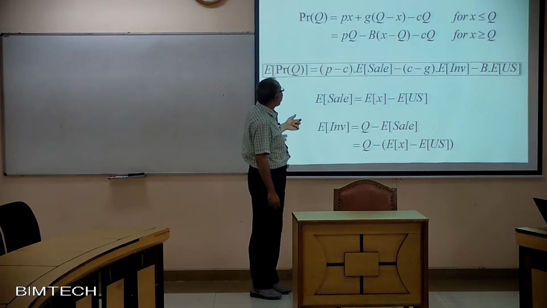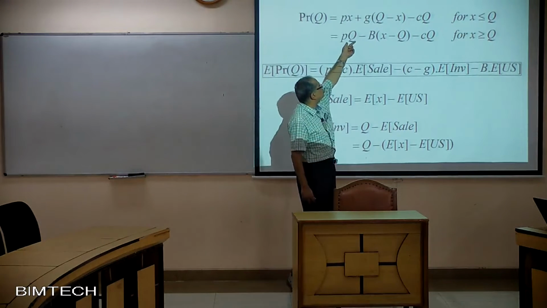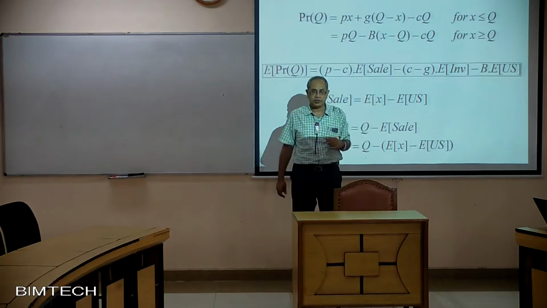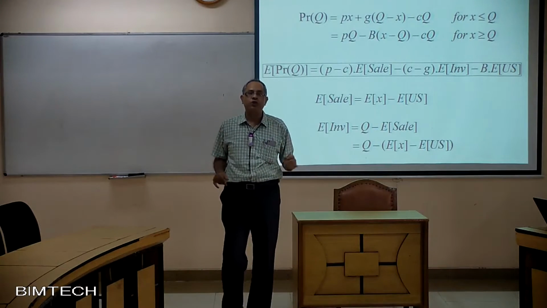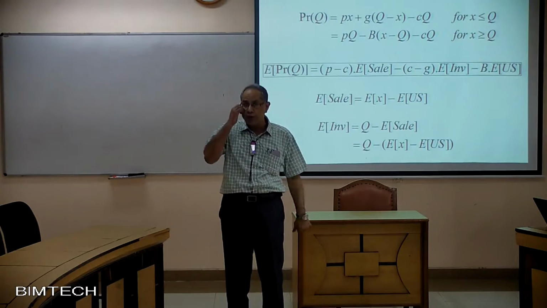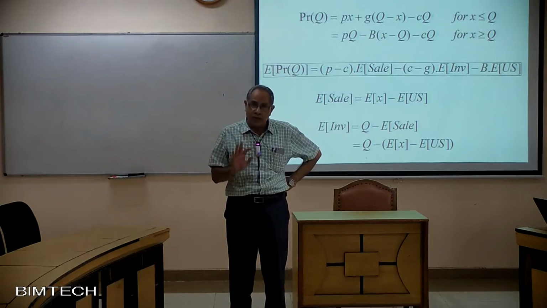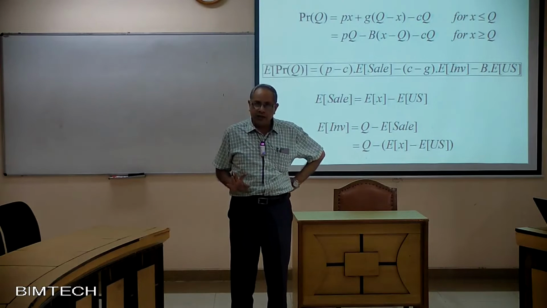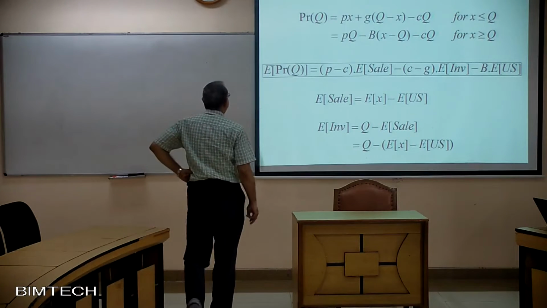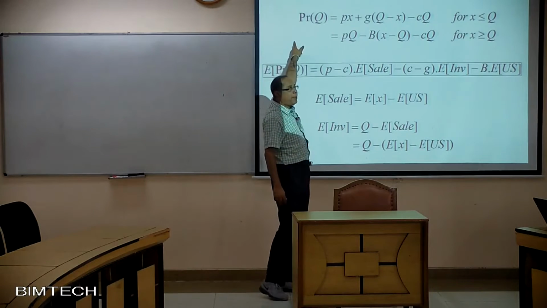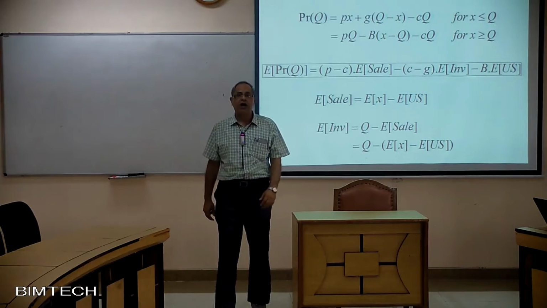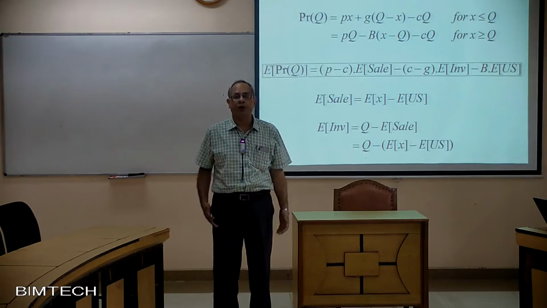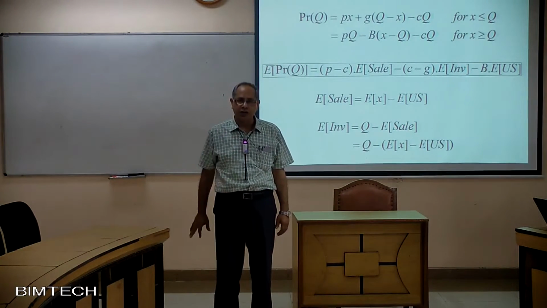Please note that at a particular Q, if I fix Q, the only variable in this function is X, which is the demand, and we know the distribution of the demand, assuming that the demand is normally distributed with a certain mean and a certain sigma. We can actually go ahead and calculate the expected profit for a quantity Q. The expected or the mean profit for a certain quantity Q.